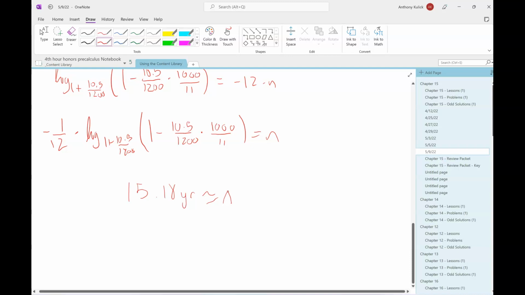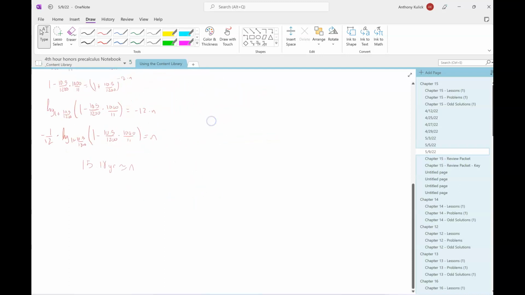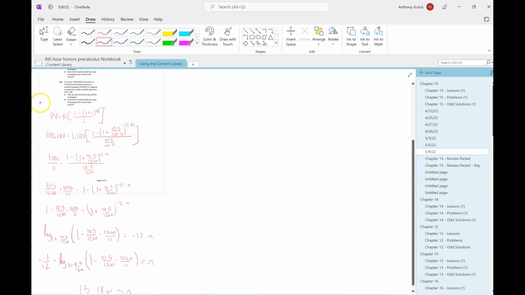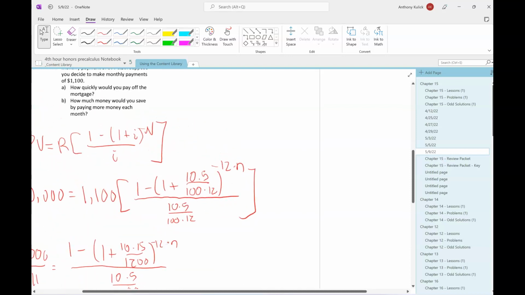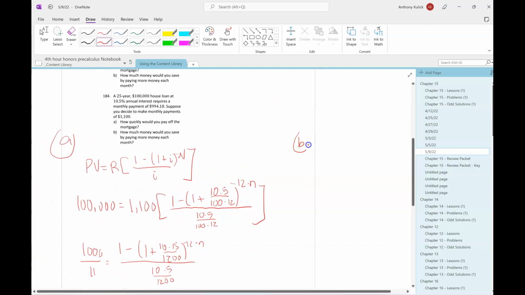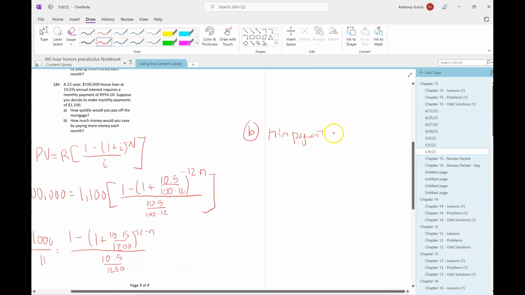Okay, and then there's a part B to this, though, wasn't there, Mia? So that was A, which was a nice piece of algebra. How much money would you save by paying more money each month? Okay. So we'll just do the minimum payment minus the maximum payment.